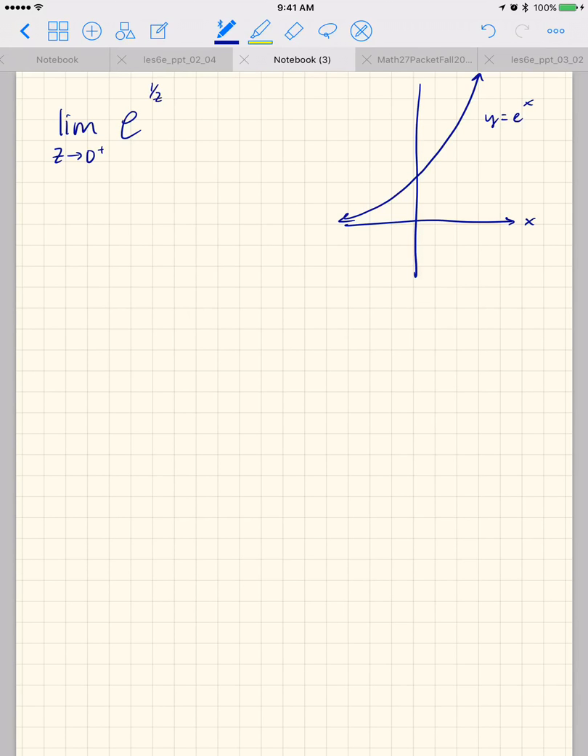Let's do some more examples here. What about this? This is kind of similar. We're still dealing with our graph of y equals e to the x. So if we have the limit as z approaches 0 from the right of e to the 1 over z, notice that this is not a limit at infinity, because z is approaching 0 from the right. This is, however, an infinite limit.